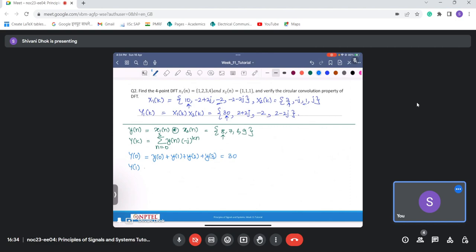Then y1 is equal to y0 into minus j to the power 0, which is 1, plus y1 into minus j to the power 1, plus y2 into minus j to the power 2, plus y3 into minus j to the power 3. So this comes out to be 8 minus 7j minus 6 plus 9j.